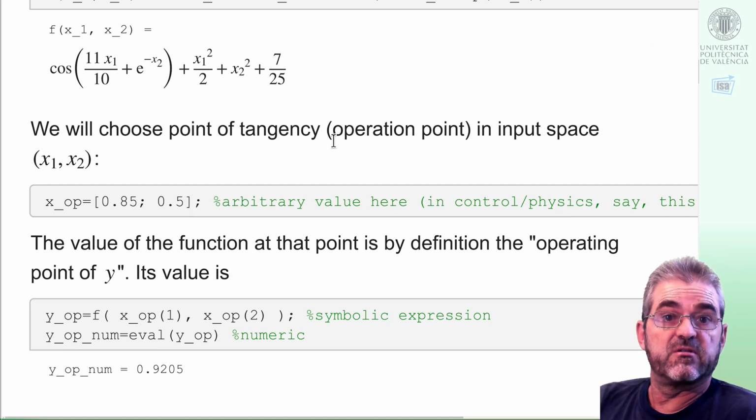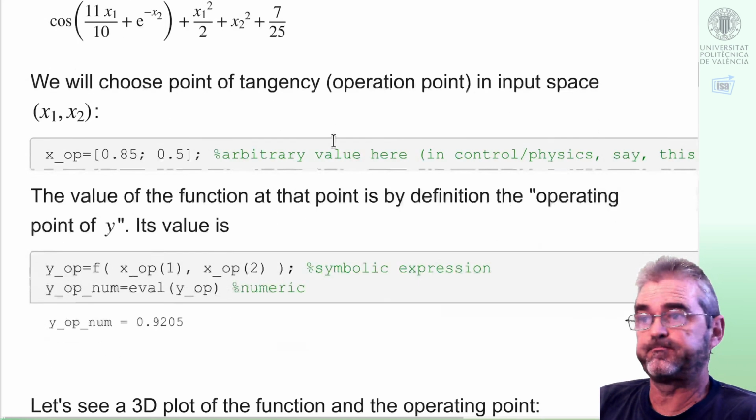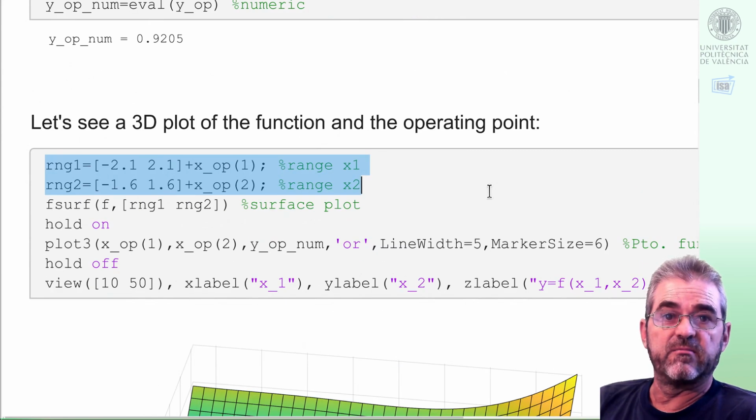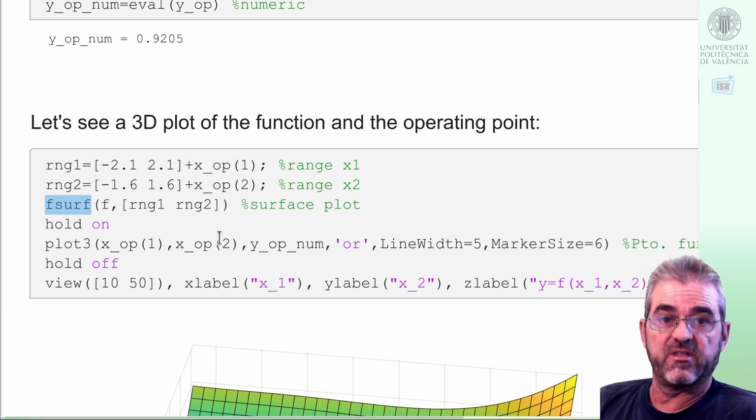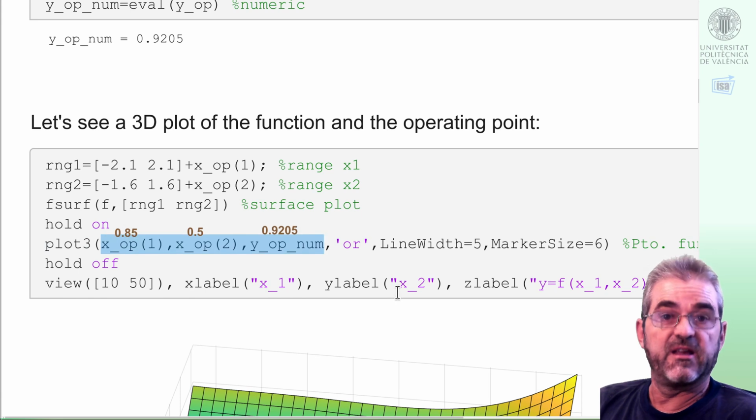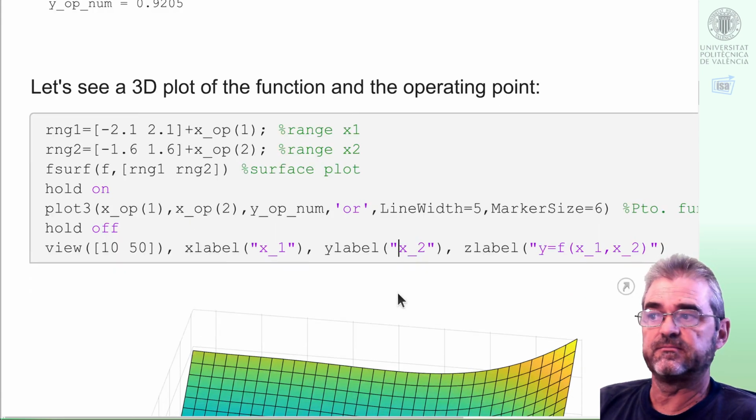So let's see a plot of the function before linearizing. I will plot a range of plus minus 2.1 in the first variable and plus minus 1.6 in the second variable around the operating point, and the function will be plotted with the fsurf command. Also, this plot3 will draw a ball at the chosen operating point. Here I have the three coordinates, three numbers. So let's see the result.